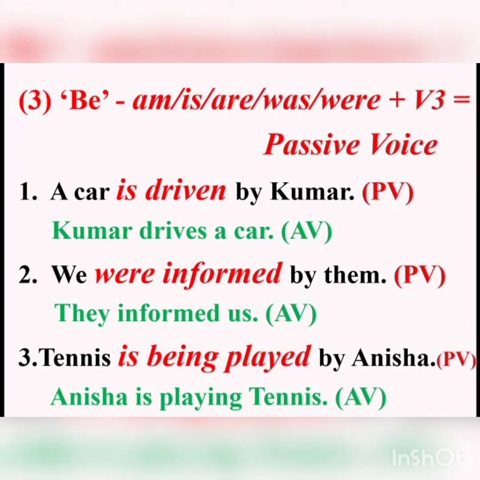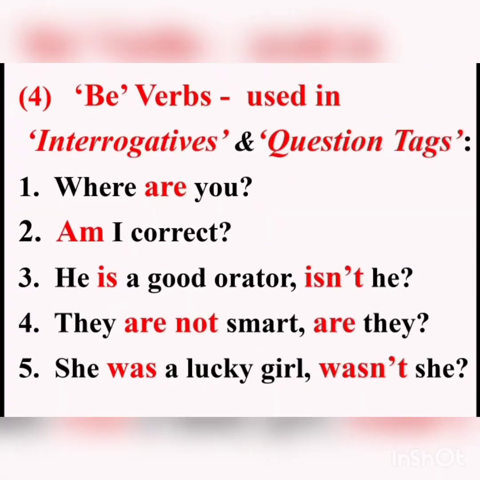Next one is tennis is being played by Anisha. It is in the passive form. Is being played is the verb form here. Being is a present participle form of be which represents the continuous tense. Be verbs with the past participle form will result in passive formation.